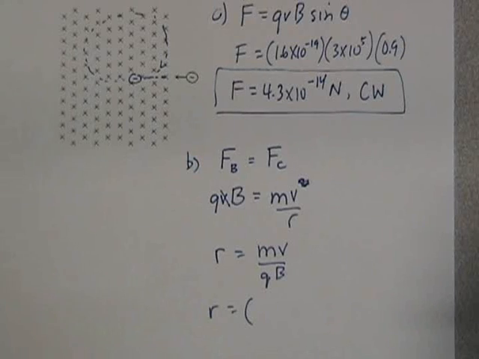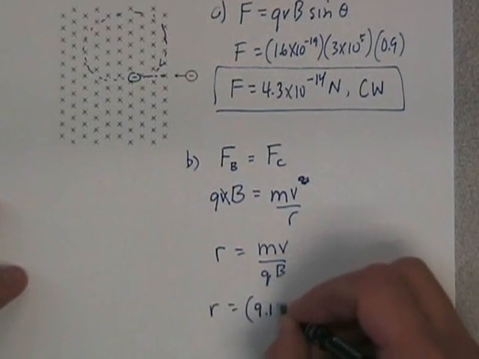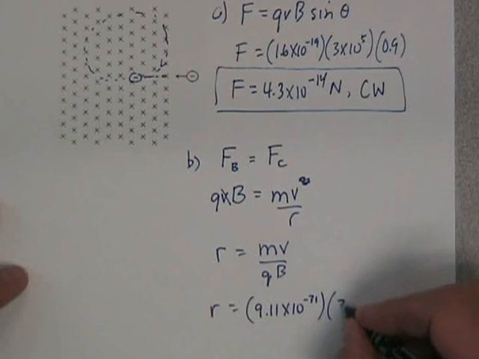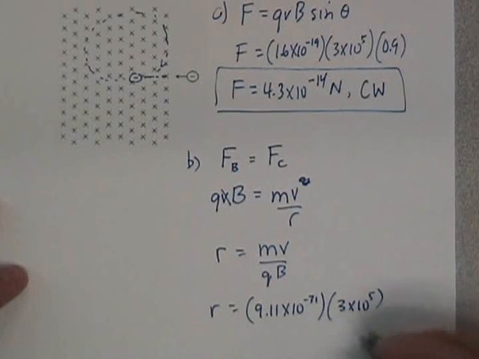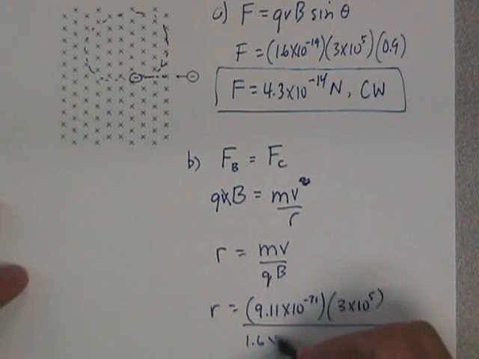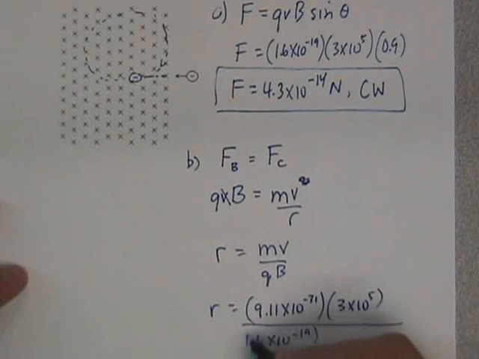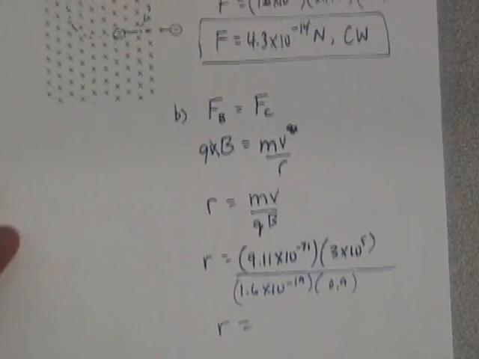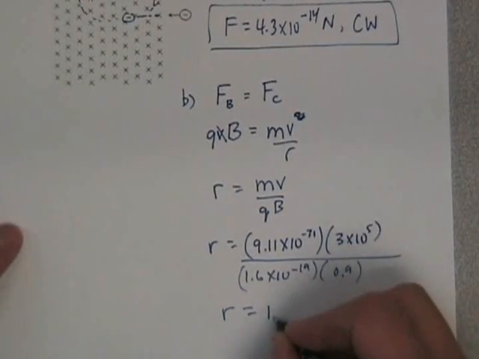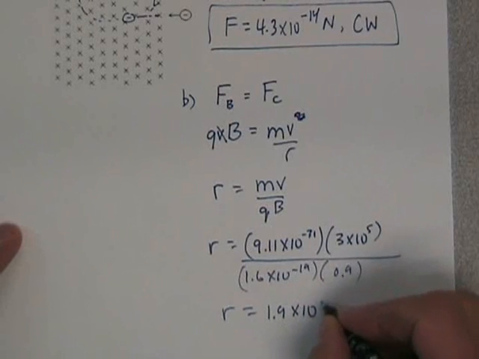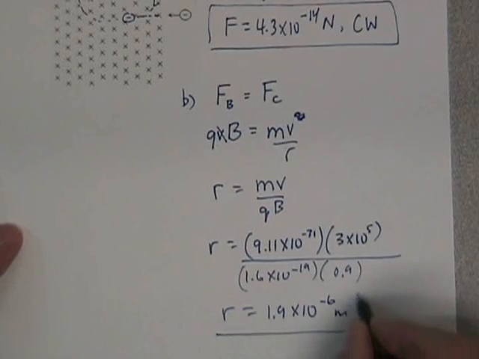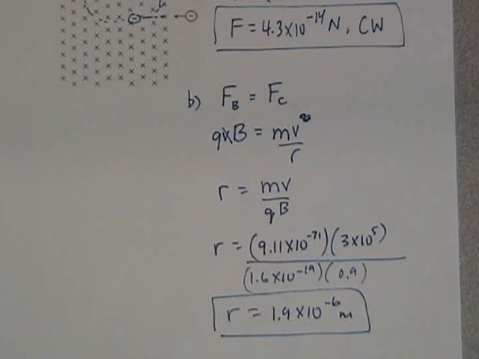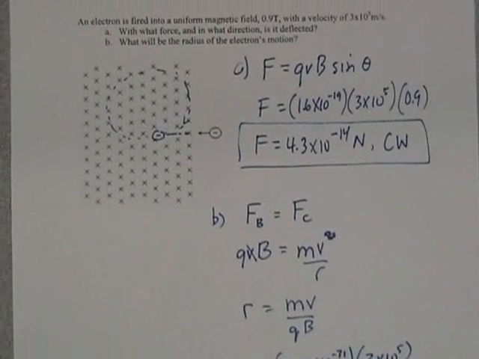When I plug this in, I get my radius. It's an electron, so you need to know the mass of an electron, and it's 9.11 times 10 to the minus 31. Velocity that it comes in at, 3 times 10 to the 5. Charge of an electron, 1.6 times 10 to the minus 19. And the magnetic field is still 0.9. So your radius ends up being 1.9 times 10 to the minus 6 meters. There you go. Circular motion, magnetic fields, kind of mix them together there.